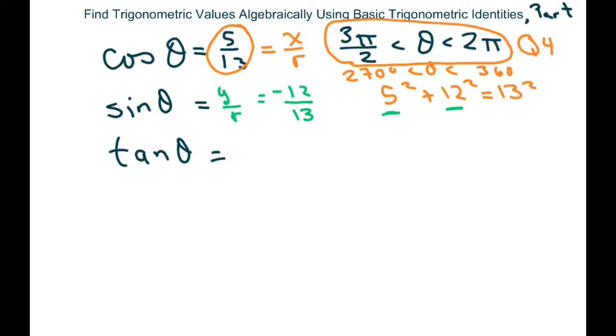And then tan is just your y over x. So you're just going to take your y over your x. This is your x.